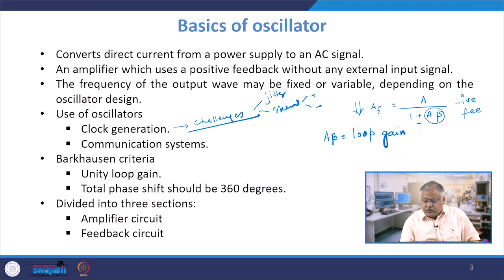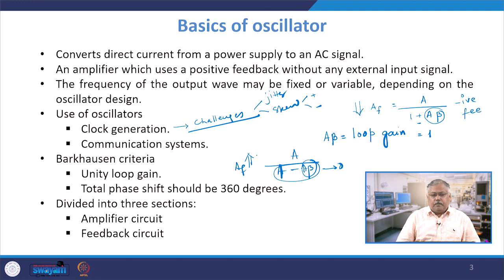Now, this loop gain has to be equal to 1, which means that if you have A upon 1 minus A beta, then A beta equals 1 means the denominator tends to go to 0, and therefore my A_f tends to go to a very large value. That is the meaning of the unity loop gain: it makes the post-feedback amplification very large. Now, the total phase shift should be around 360 degrees, which is but obvious for a positive feedback to be true.